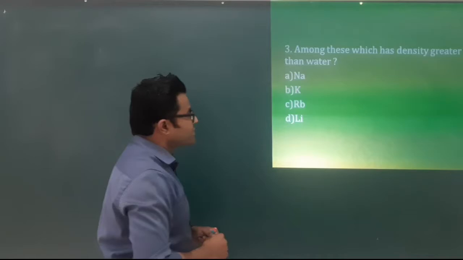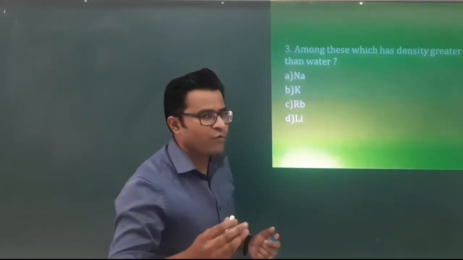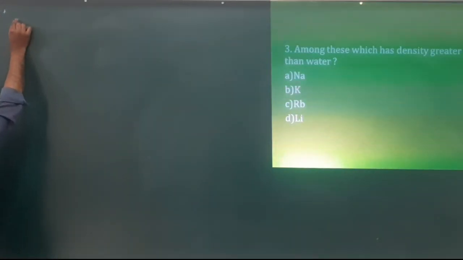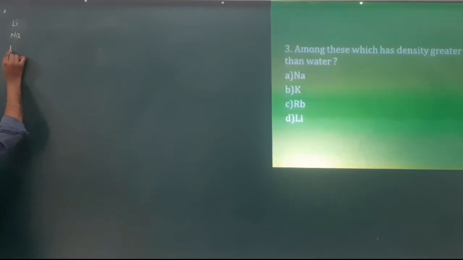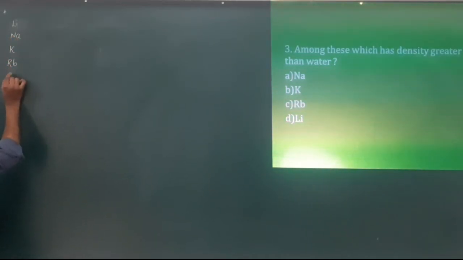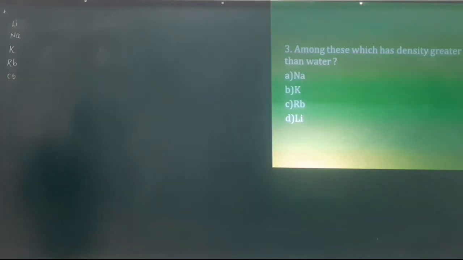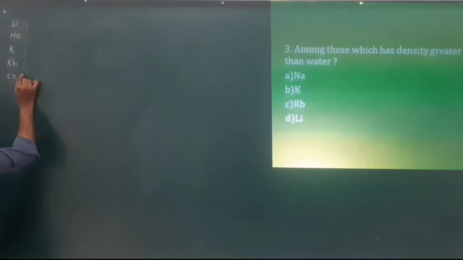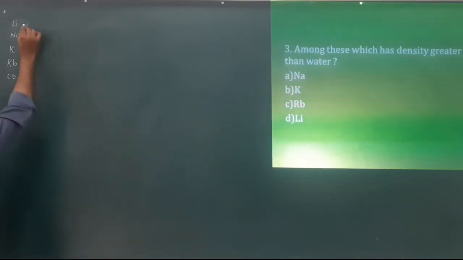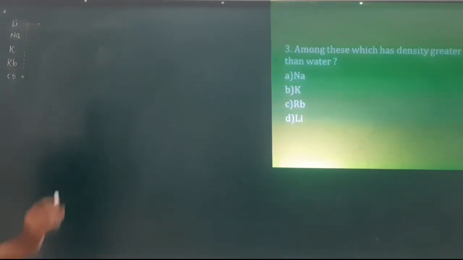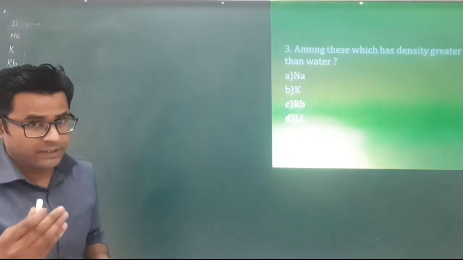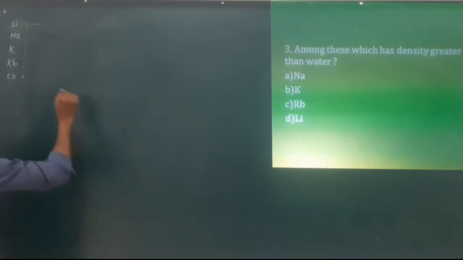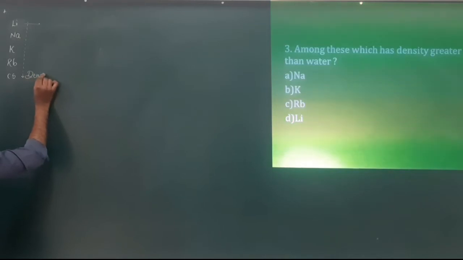Now, among these, which one has a density greater than water? Remember, over here we have lithium, sodium, potassium, rubidium, cesium. As we travel down this group, the density goes on increasing. Of course, lithium is the lightest metal, so you cannot expect it to show a denser property. So therefore, as we travel down, simple concept, the density goes on increasing.